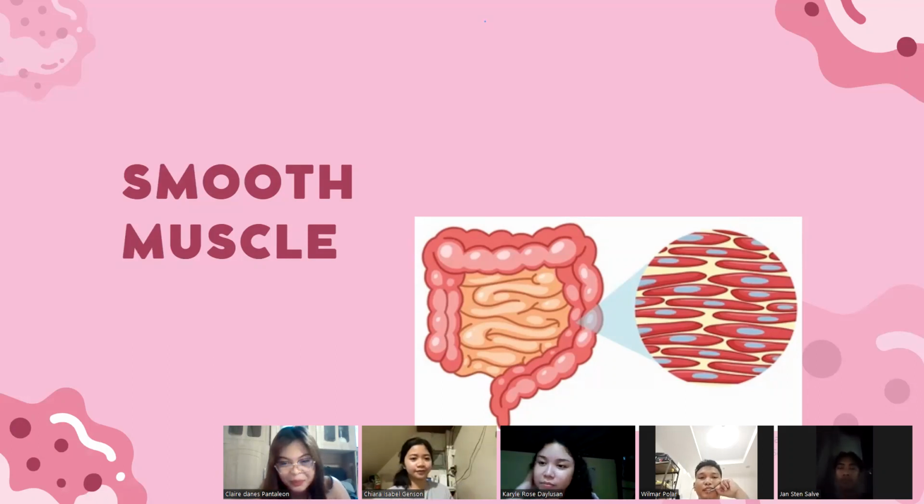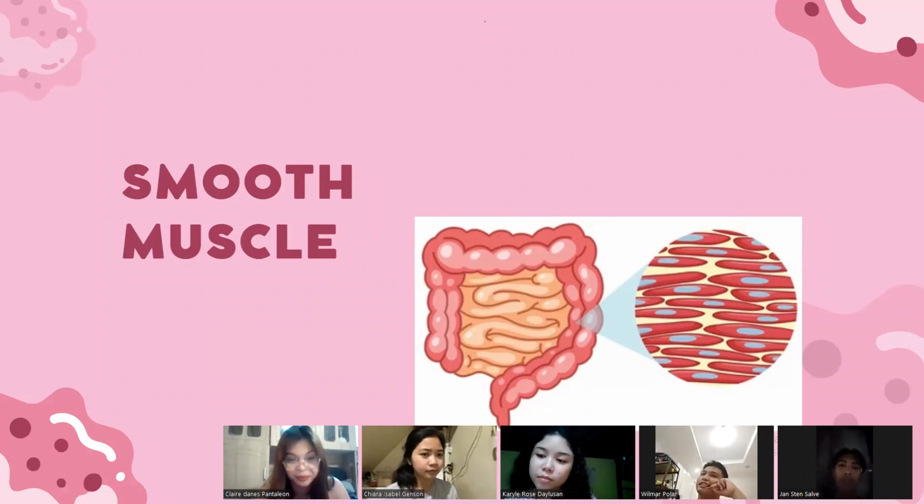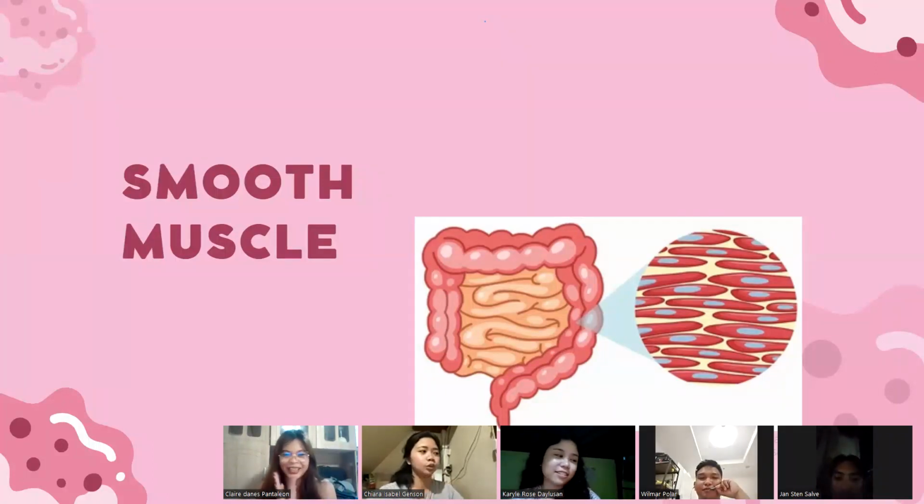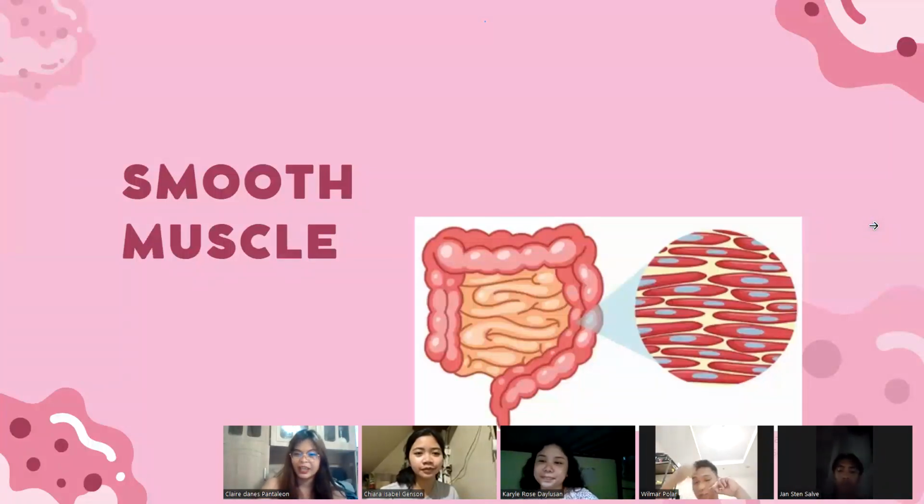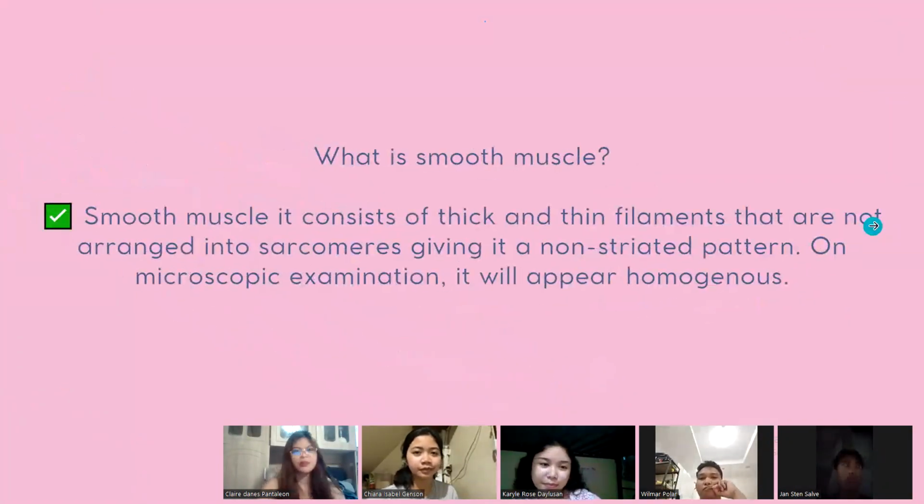And also, miss, smooth muscle has peristalsis from the esophagus to anal. Yes, that is correct. Wow, very good, guys. Now, let's move on to the next page. Okay, so what is the smooth muscle? Mr. Johnston, can you please read it?